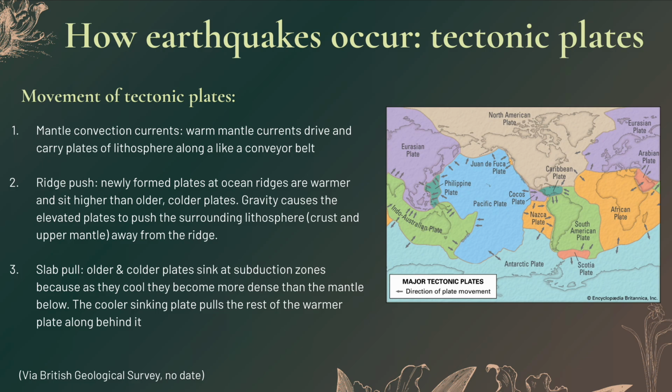How they occur: tectonic plates. There are three different theories scientists argue for why tectonic plates move. The first one, mantle convection currents. The warm mantle currents drive and carry plates of lithosphere along like a conveyor belt.